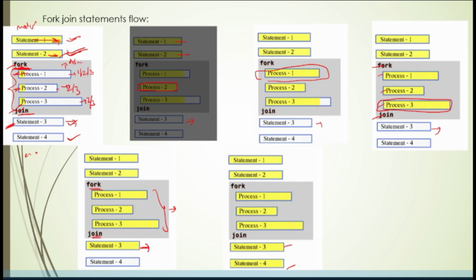So this is how the fork join works. When you are writing any process or statements within the fork join, until all the statements in the fork join are executed, the compiler won't come out of that fork join. Okay, this is the thing.